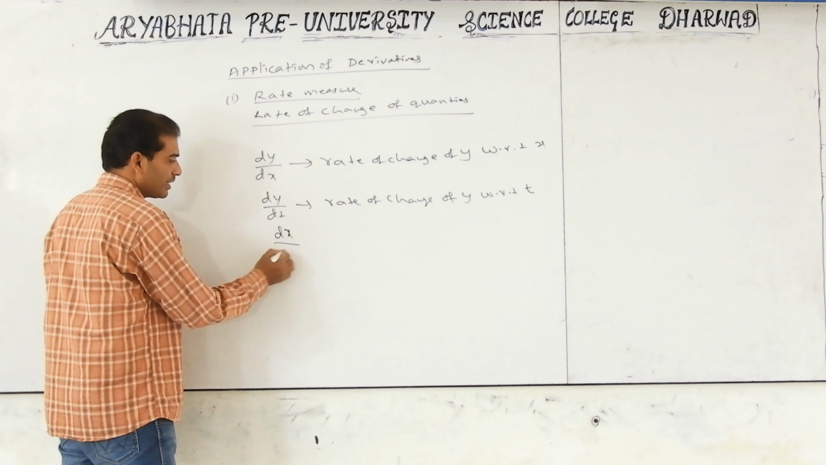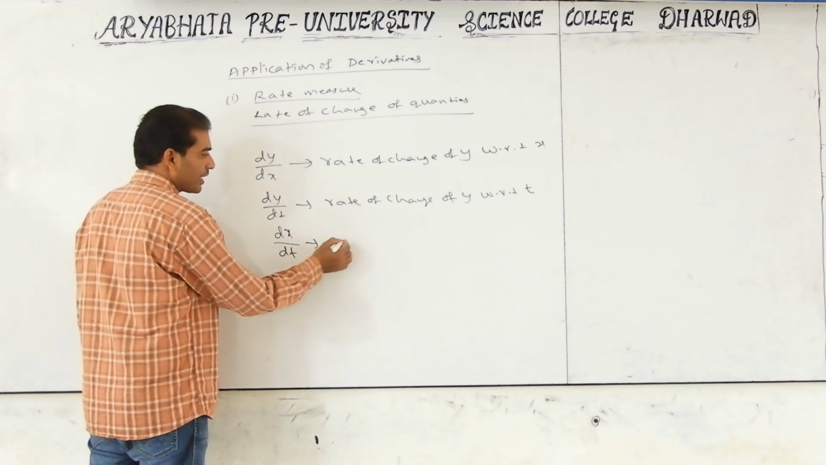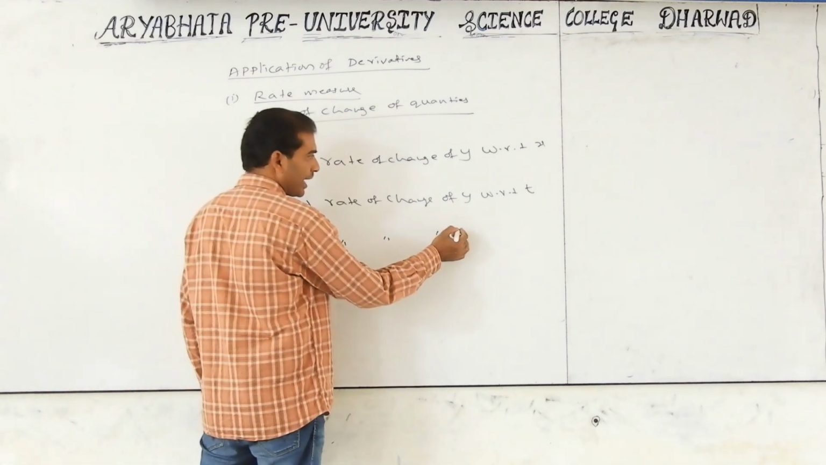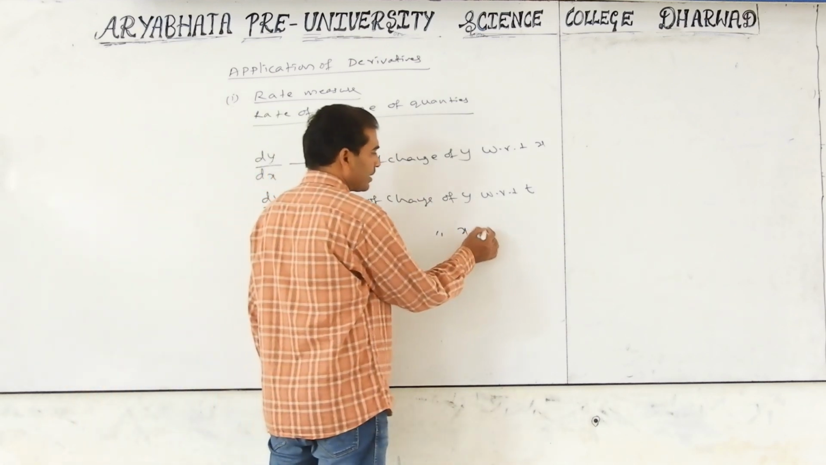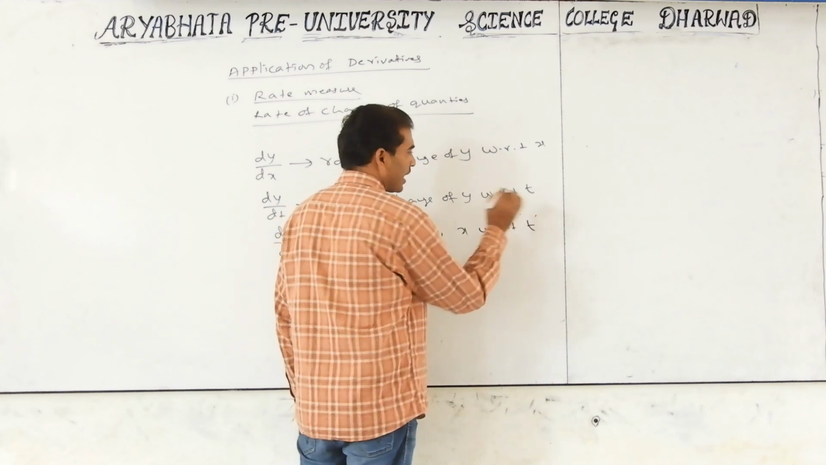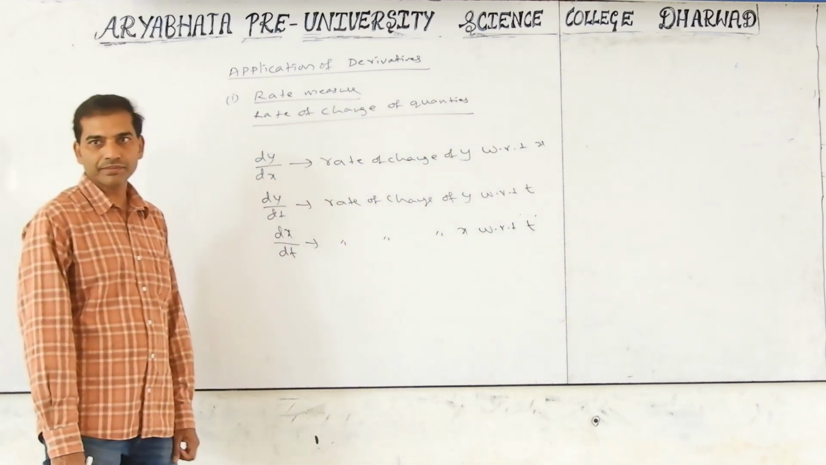dx by dt means the rate of change of x with respect to time, where t means time.